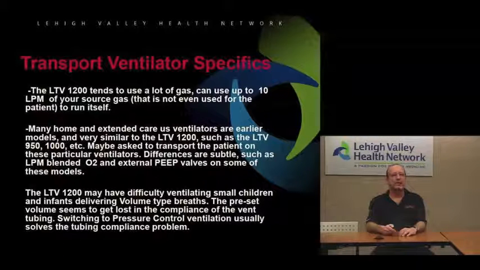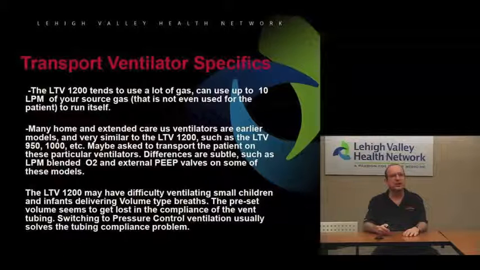So if you can imagine, your liter flow might be 25, 30, 40 liters per minute just going to the patient, and then you add another 10, you can imagine how fast you're going to go through an E-cylinder, or maybe your lock system on the aircraft. The 1200 doesn't tend to work real well in the lock system on the aircraft if it's below 2, for example, a reading of 2 on the locks.